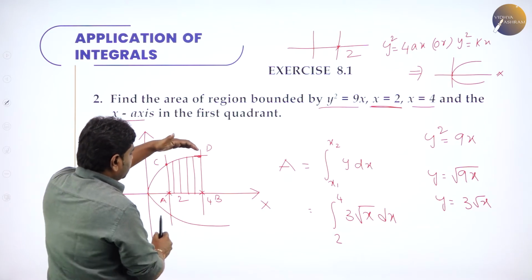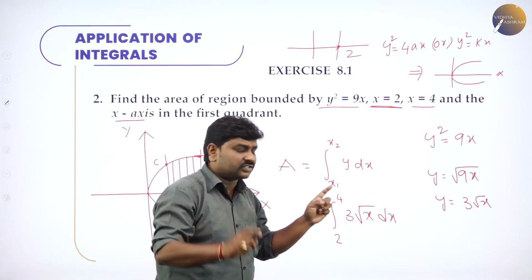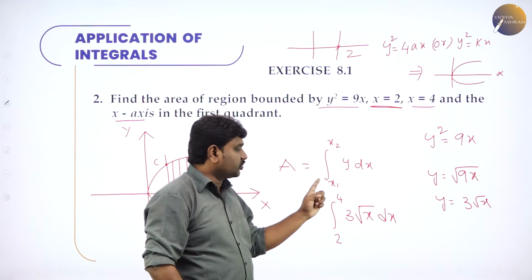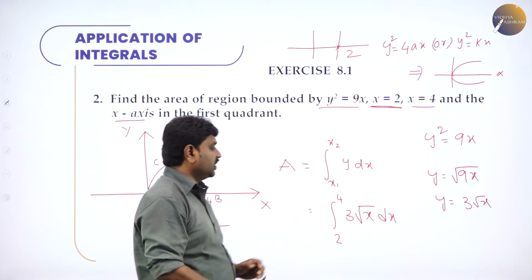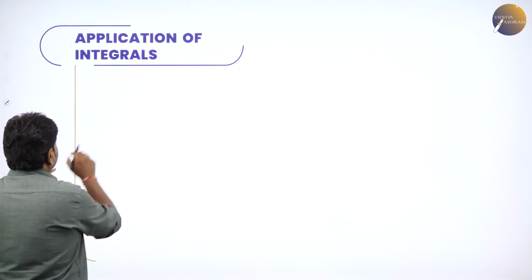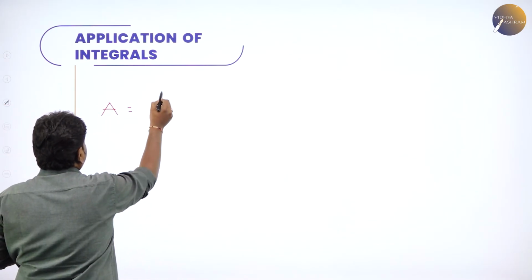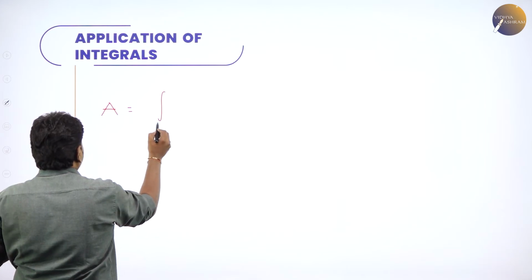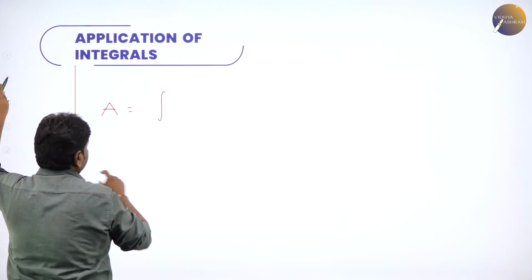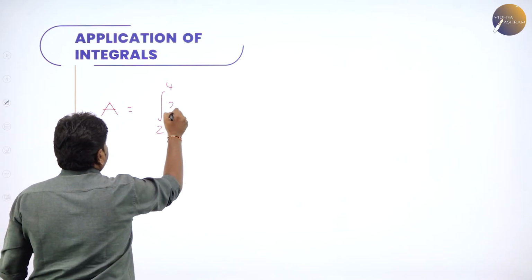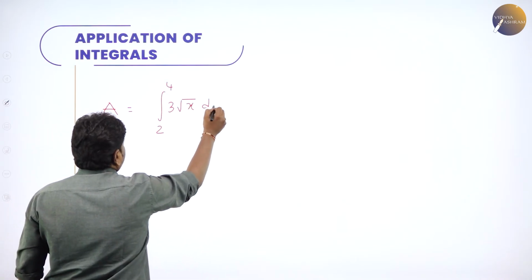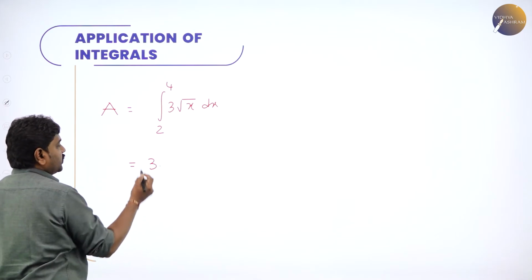I want area under the curve and x-axis. What is area under the curve and x-axis? Integration of x values x1 to x2 y dx. X value varies from 2 to 4. Y means the given curve dx. So A is equal to integration of x value varies from where to where? 2 to 4, 3 root x dx. So now 3 is constant, take it out.